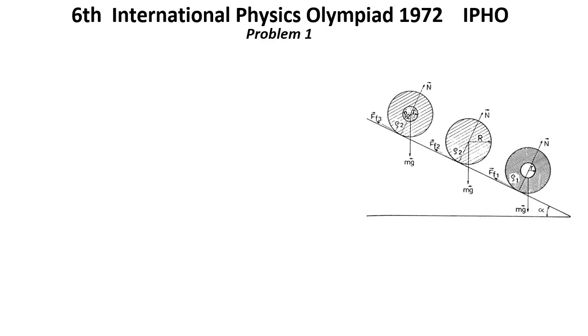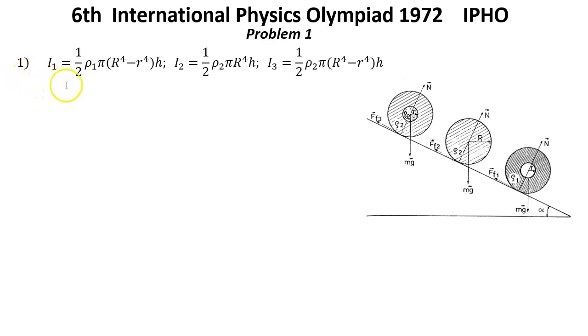Solution for problem number 1. The inertia moments of the 3 cylinders are I1, where we have internal radius small r and the external radius big R. For the second one we have totally external radius R, and for the third cylinder we have internal radius the same as for the first one, external the same, and it's also filled with the same density liquid inside the cylinder.